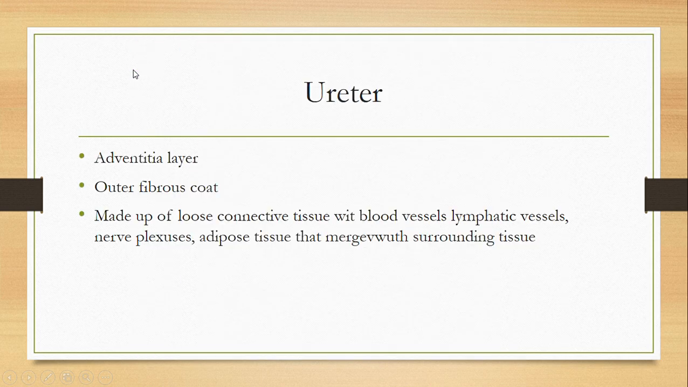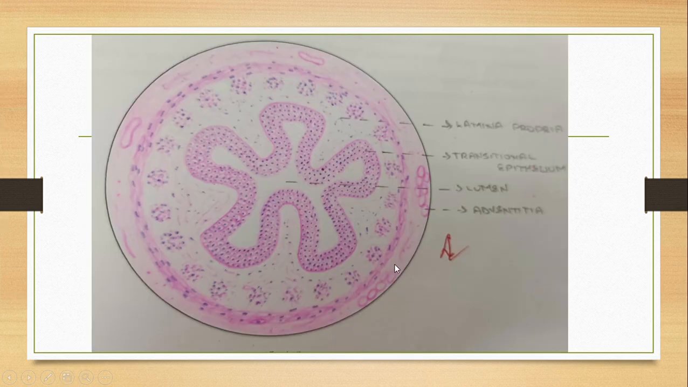Now we can see how to draw the diagram. This is the diagram showing the ureter. The ureter has an inner lining of transitional epithelium, so we have to draw the transitional epithelium. This ureter can be identified by its star-shaped lumen. The cavity can be seen as star-shaped. The star-shaped lumen is lined with a mucosa. That mucosa contains the transitional epithelium. Outer to the transitional epithelium there is the lamina propria, the connective tissue layer.